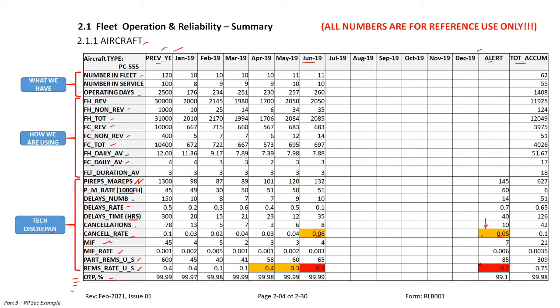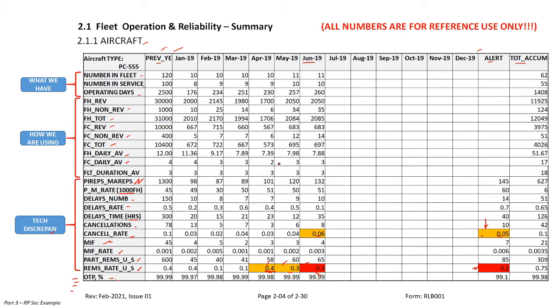And red means that for 3 months in a row, the numbers each time equal or exceed the alert level. So April 19 was 0.4, which exceeds 0.2. May 19, 0.3, and then the red, June 19, also 0.3, which exceeds 0.2.